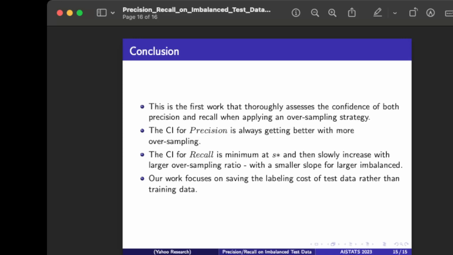So in general, it is a good idea to oversample positive data since the precision can benefit a lot while hurting recall very little. We also would like to emphasize that our work focuses on saving the labeling cost of test data rather than training data. In many settings, it is required to constantly monitor a previously trained classifier by evaluating the latest batch of data due to the potential data drift, and this can hurt the classifier's performance. Our work will be very useful in these settings.